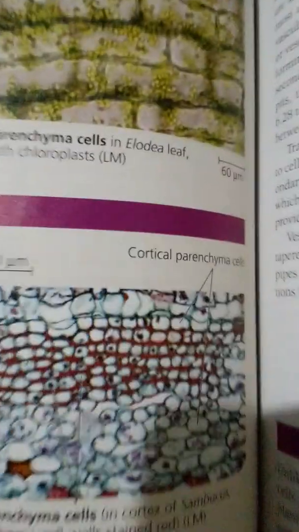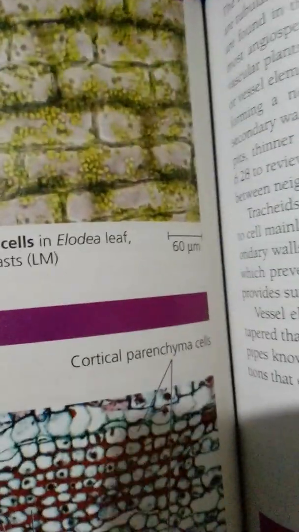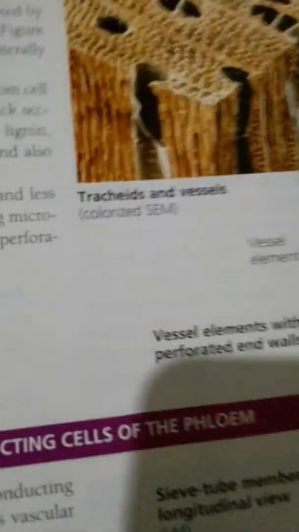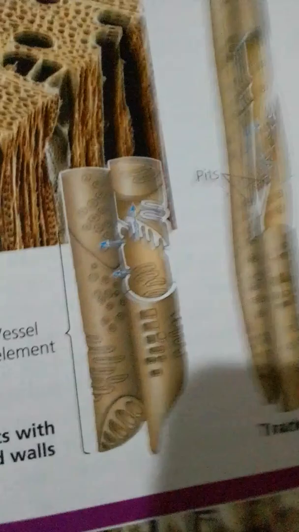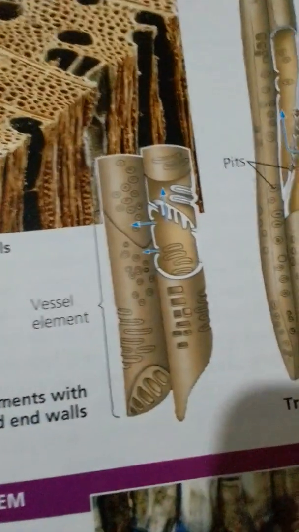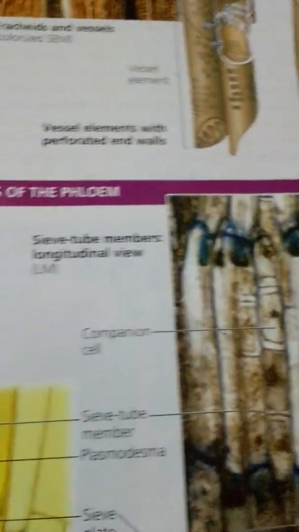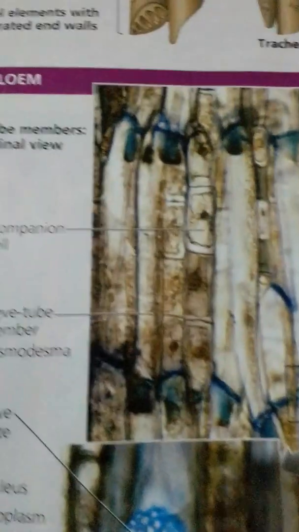A closer look: examples of differentiated plant cells. Notice the differentiated cells of each example: parenchyma cells, collenchyma cells, and fiber cells. Notice also the water conducting cells of the xylem. Notice also the vessel elements with perforated end walls, as shown here, and sugar conducting cells of the phloem, and its sieve tube members.